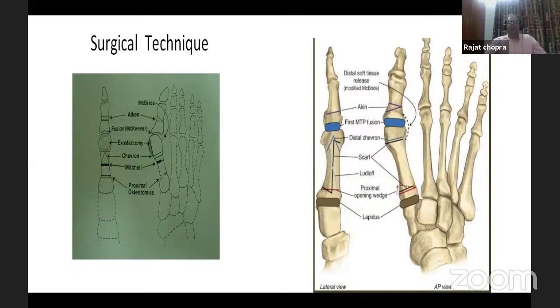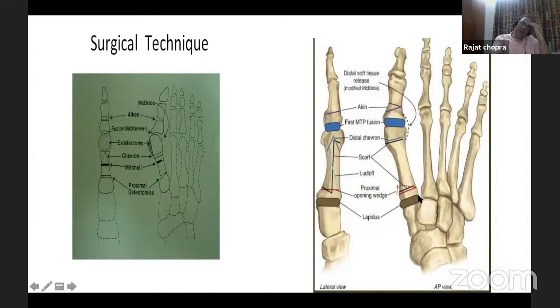I will tell you where you can do the osteotomies or the surgery. This is just the bony procedures we are talking about. If you start with the phalanx, you can do a medial wedge resection, known as Akin. You can do a fusion of the MTP joint, or a Lapidus, which is a TMT joint fusion, and then you get the whole metatarsal. If you do it distally, then you can do distal osteotomies.